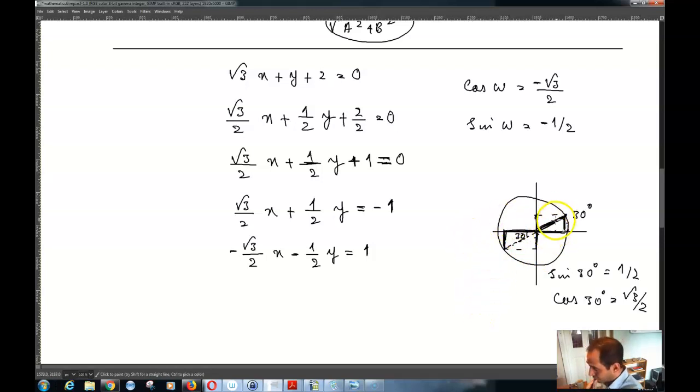So you want to find 30 degrees plus 180 degrees, and that's the angle that you're looking for. So 30 plus 180 is equal to 210 degrees.